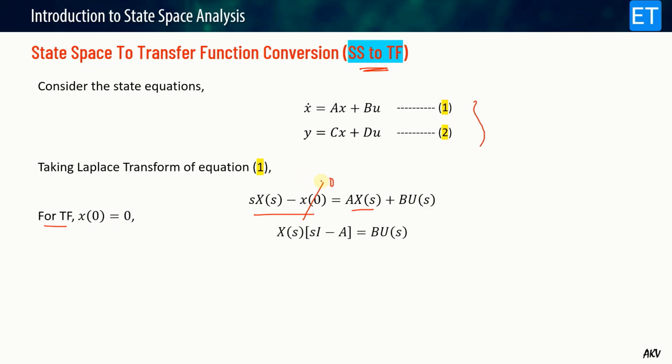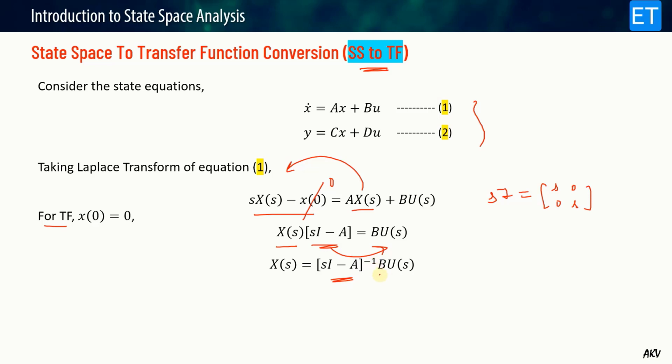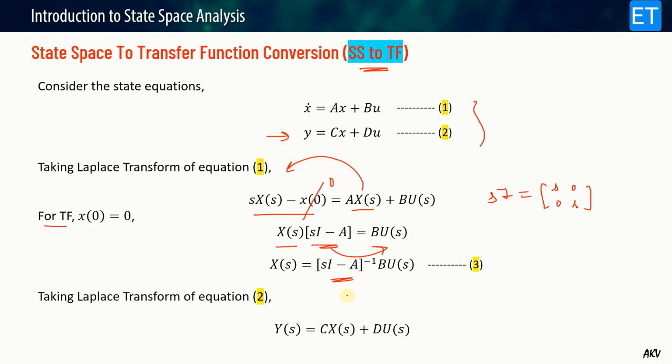By doing this, you can take AX(s) to the left side, taking X(s) common, you will get (sI minus A) X(s) equal to BU(s). What is I? I is actually the identity matrix. Since s is a single quantity and A is a matrix, you cannot subtract a matrix from a single quantity. So s is made a matrix. Your sI is actually the matrix with s on the diagonal and 0 elsewhere. So you are subtracting A from it, equal to BU(s). Now take this (sI minus A) to the right side, you get X(s) equal to (sI minus A) inverse into BU(s). So let's say this is equation 3. Now take the Laplace transform of the second equation. So you have Y(s) equal to CX(s) plus DU(s).